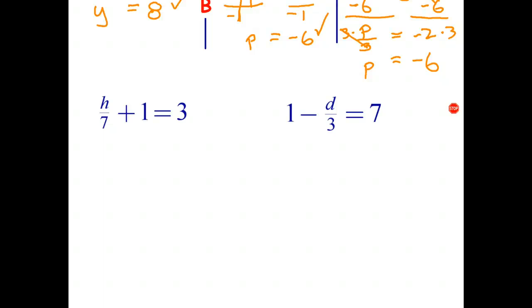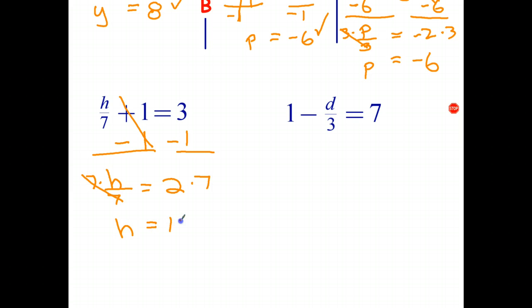Welcome back, students. This one's fairly straightforward. We've got a divide and an add. So using AMIB, we undo the adding first by subtracting. That leaves just h over 7. 3 minus 1 is 2. Multiply both sides by 7. And h equals 14. Quick check. 14 divided by 7 is 2. 2 plus 1 is 3.